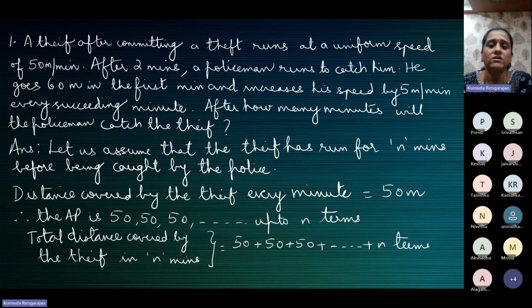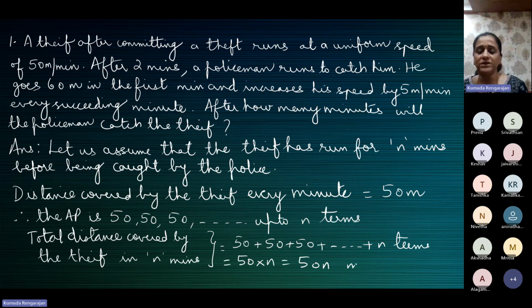When you have, say, 2 plus 2 plus 2 plus 2 plus 2, 20 times, what is the sum? 2 into 20, 40. In the same way, we have 50 plus 50 plus 50 up to n terms, so the sum will be 50 into n, which is 50n meters. So the thief has covered 50n meters in running n minutes.